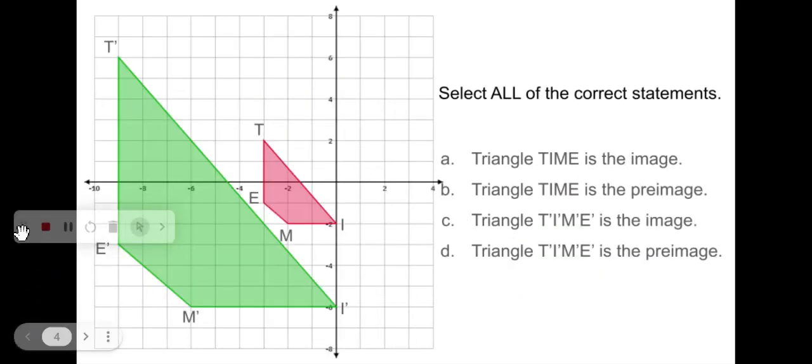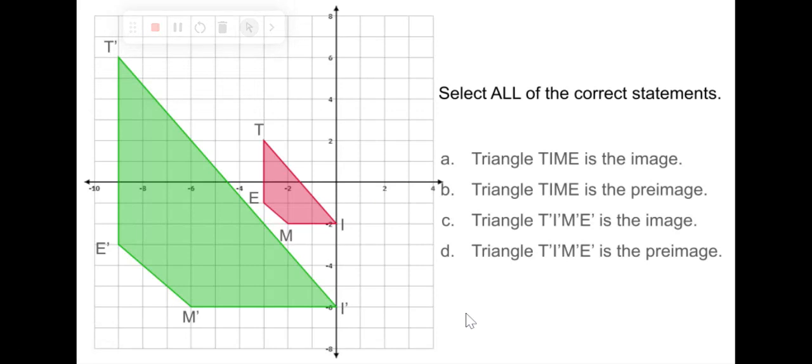Select all the correct statements. We have a new shape here. We have this trapezoid. I don't think that's a perfect trapezoid. Kind of trapezoidish. Select all of the correct statements. We got to check them all because there could be more than one. Triangle TIME is the image. Triangle TIME is the pre-image.